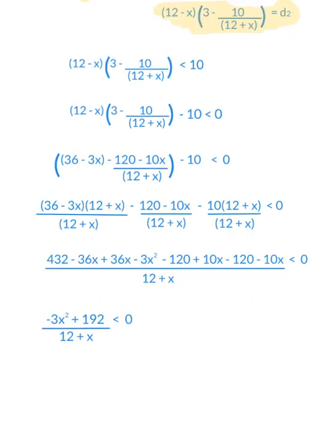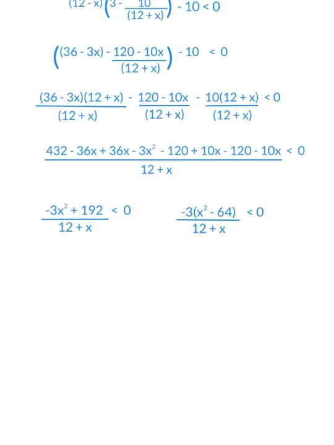There you go, that reduced pretty nicely. And now let's factor it. Negative 3 times x squared minus 64 all over 12 plus x less than 0. Now before graphing it, I'm also going to do another form. I just want to do the division of negative 3x squared plus 192 divided by 12 plus x, just to give us a form that's going to give us our oblique asymptote and remainder. That way we'll know where the oblique asymptote is when we're graphing it.